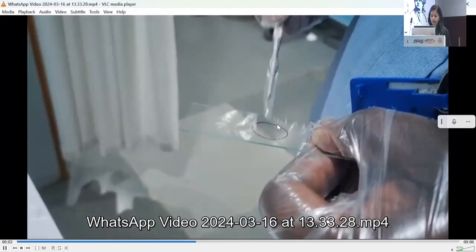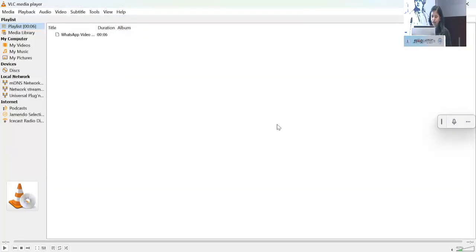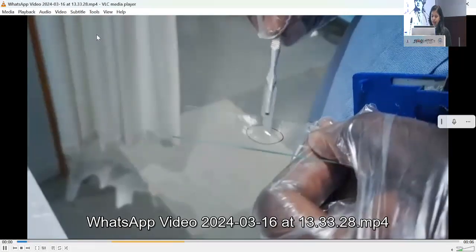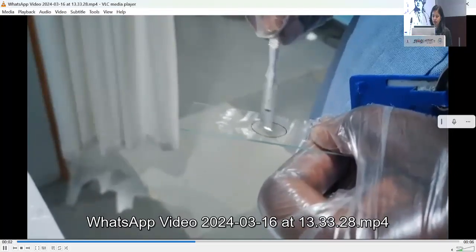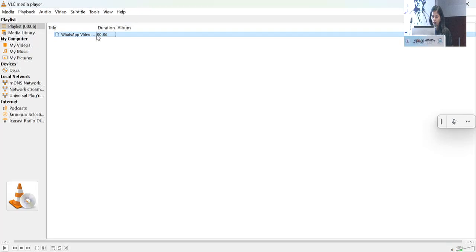So this is a slide in which gram staining is being done. The circle which is marked is behind the slide, and a very smooth, very thin smear has to be made for gram staining and trypan blue staining as well. The process is the same.